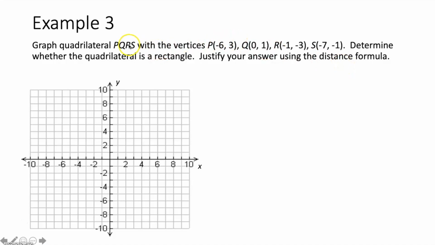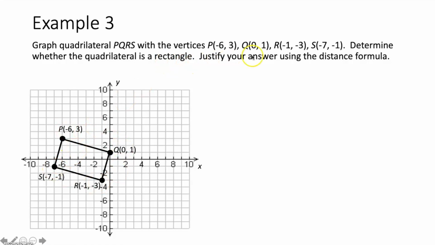Okay, first thing we're going to do is graph this quadrilateral PQRS. So point P is at negative 6, 3. We go over negative 6 on the x-axis, up 3 on the y-axis, put point P. Point Q is at 0, 1. We go over 0 on the x-axis, up 1 on the y-axis, put point Q. Point R is at negative 1, negative 3. We go over negative 1 on the x-axis, down negative 3 on the y-axis, put point R. And then point S is at negative 7, negative 1. We go over negative 7 on the x-axis, down negative 1 on the y-axis, put point S. There is our quadrilateral PQRS.